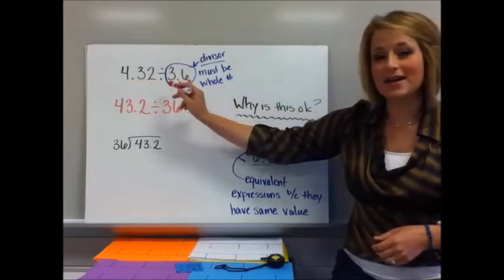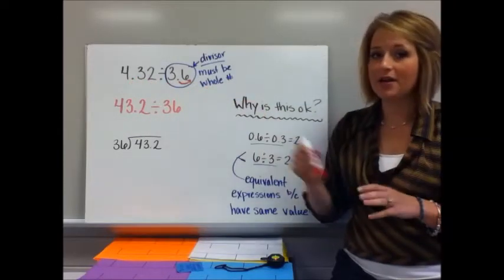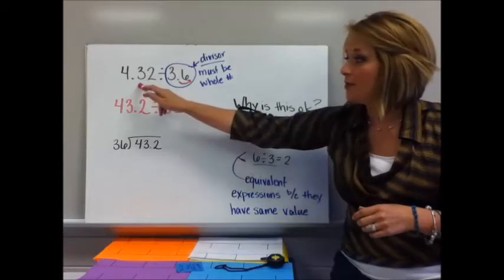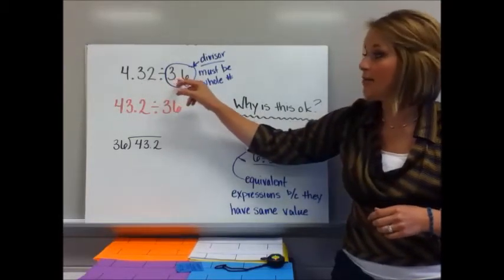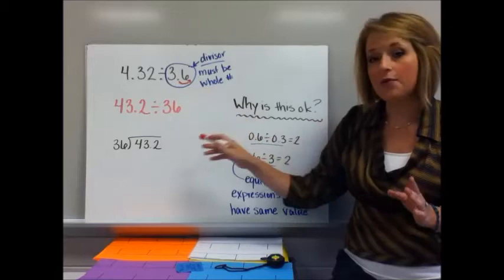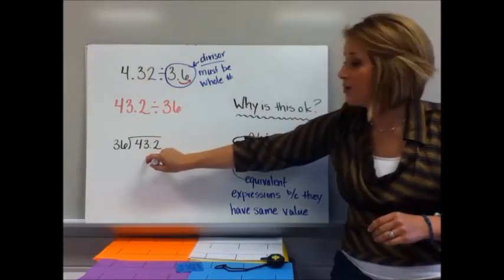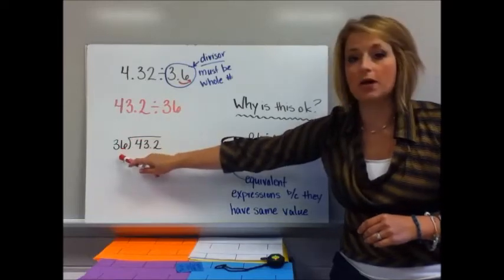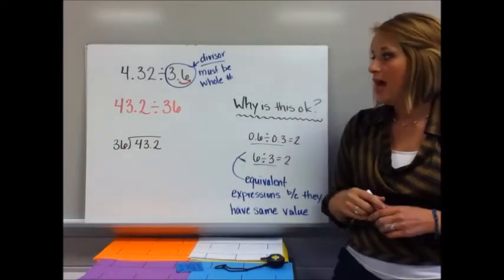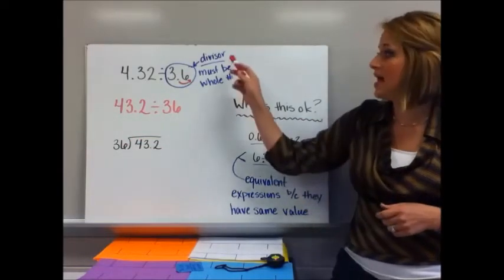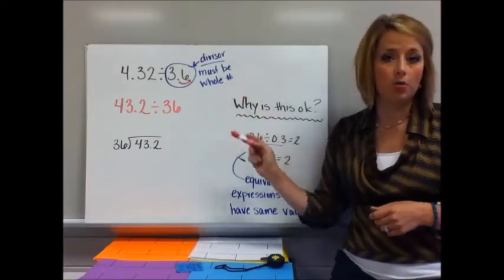4.32 divided by 3.6. A little vocabulary recap for you. This first number is called the dividend. This second number is called the divisor. If it were set up in a division box, notice that the dividend is in the box and the divisor is the one outside the box. And the deal with dividing decimals is that the divisor must be a whole number.